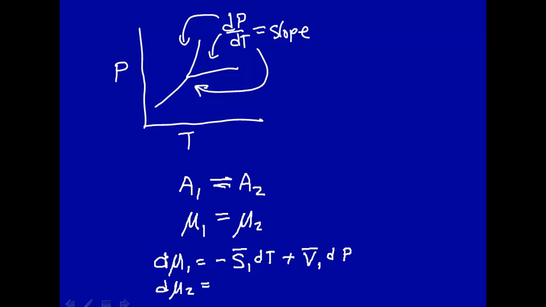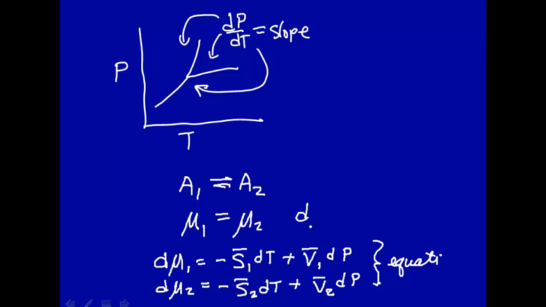This is the d mu2, minus the partial molar entropy in phase 2 times dT plus the partial molar volume in phase 2 times dP. And now we're going to equate these two, so that if you take an infinitesimal amount going this way, the change in chemical potential, d mu1, is the same as the infinitesimal amount if you go the other way. In other words, they're at phase equilibrium. So in other words, d mu1 is equal to d mu2. All right, so we can equate these two.